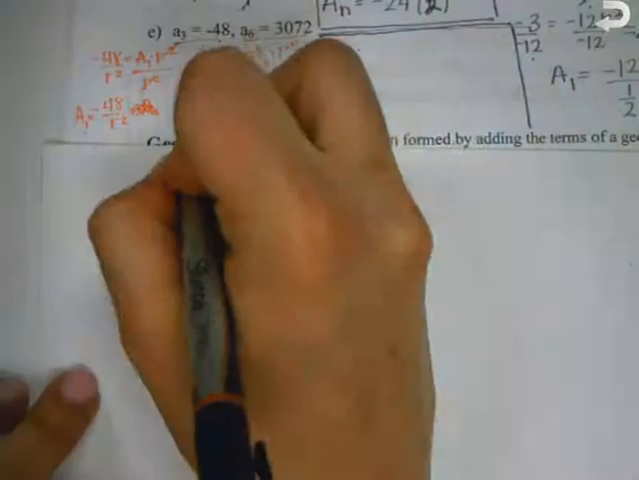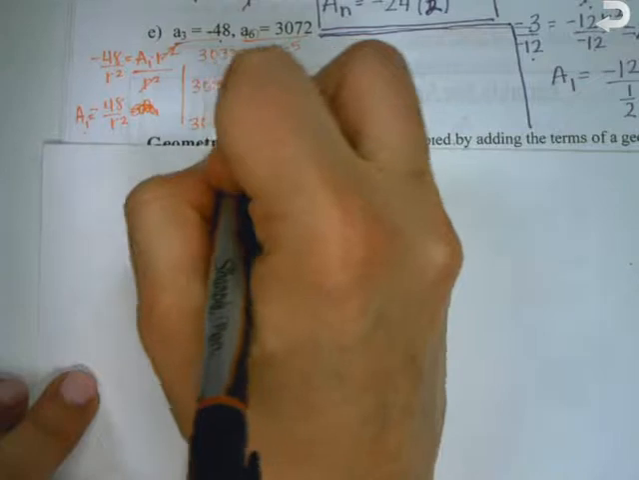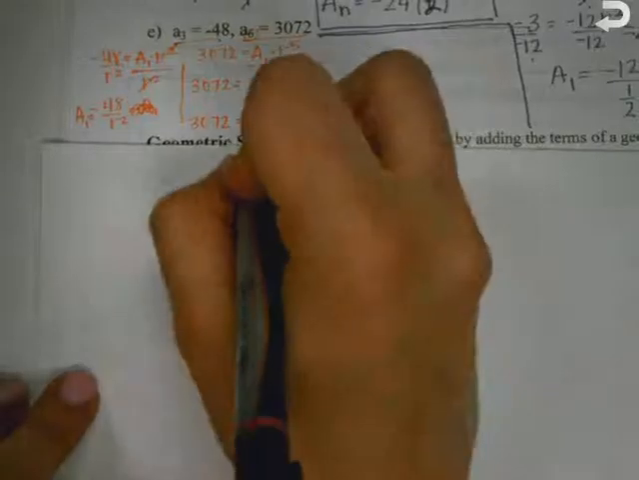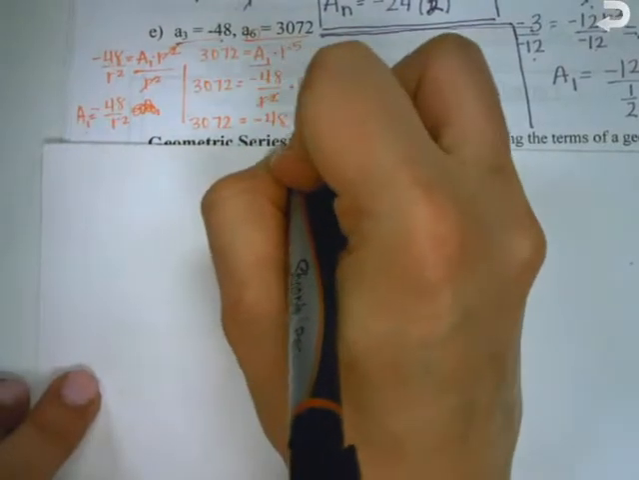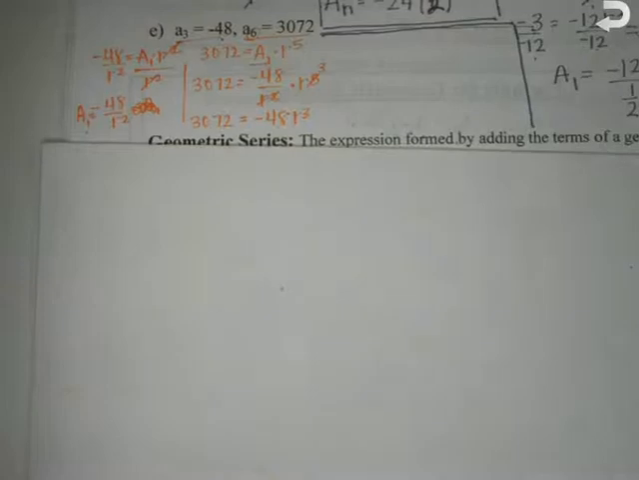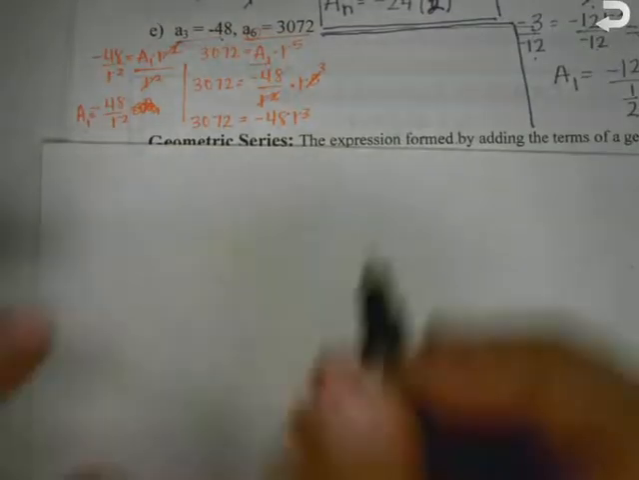Divide by negative 48. Don't worry, I did the math for you already. So r to the third equals, hold on, negative 64.